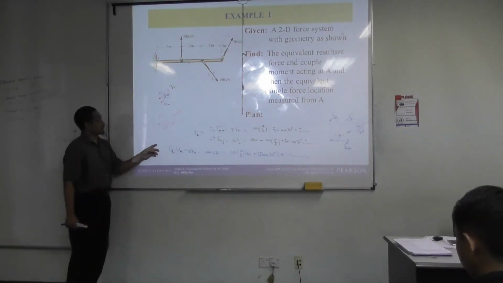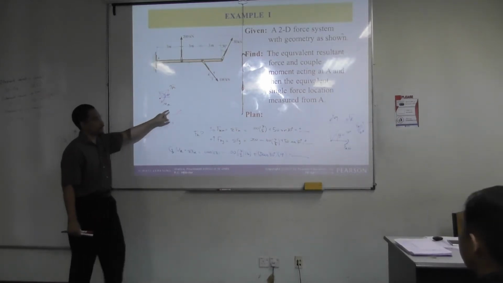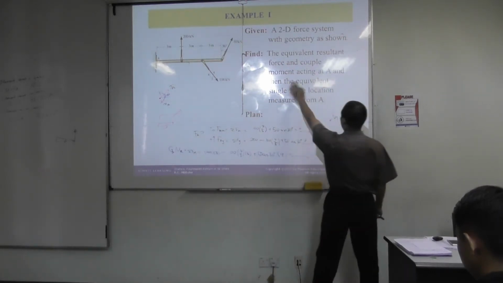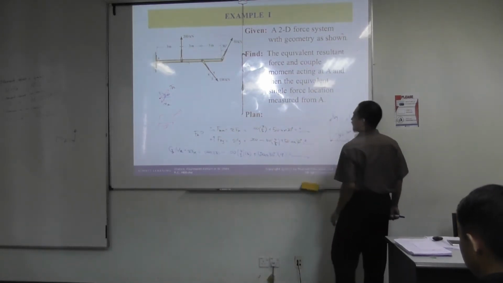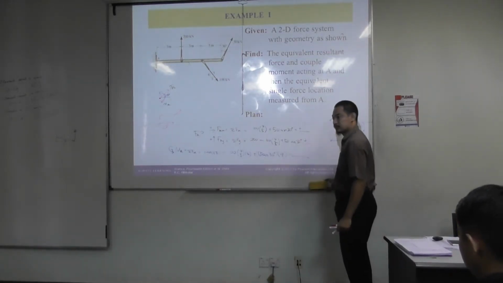So that's the first step. You have established what FR and MR are. That answers the first part: what is the equivalent resultant force and couple moment acting at A? Any question there? Anything not clear for that part?